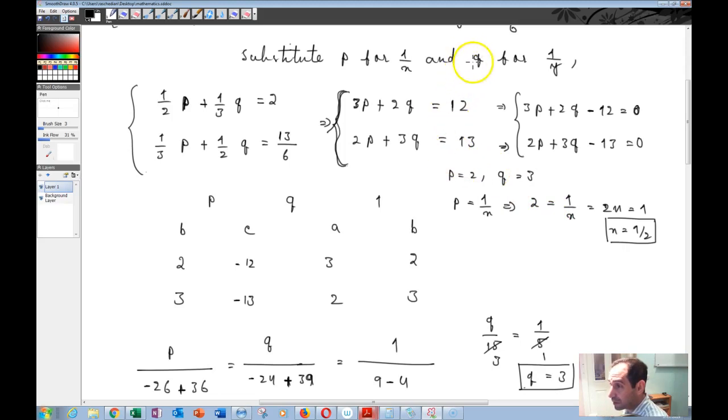And then here we said that Q is equal to 1 by y. So Q was equal to 3, so 3 is equal to 1 by y. So 3y is equal to 1 and y is equal to 1/3.